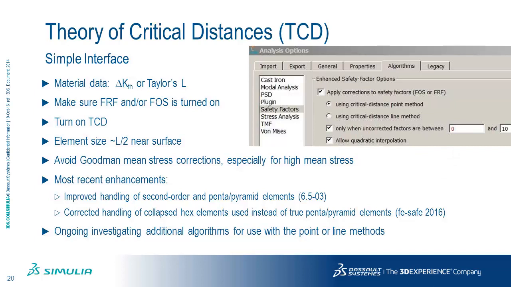So the interface is really quite simple. Not much you actually have to enter. Probably the trickiest part is to make sure that your element sizes near the surface, around the notches and so forth, are on the order of L/2, where L is that Taylor critical distance parameter. All right. So you do have to provide the critical distance in the material data. We have it in some of our materials.